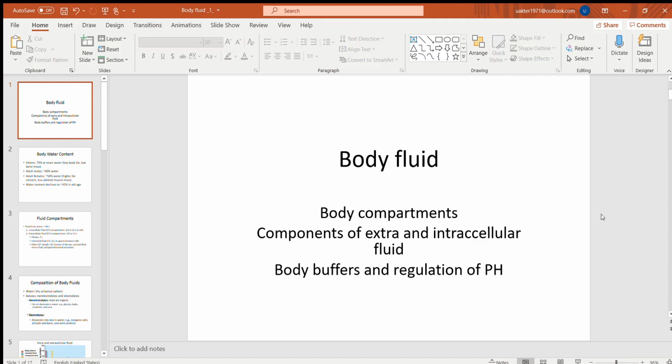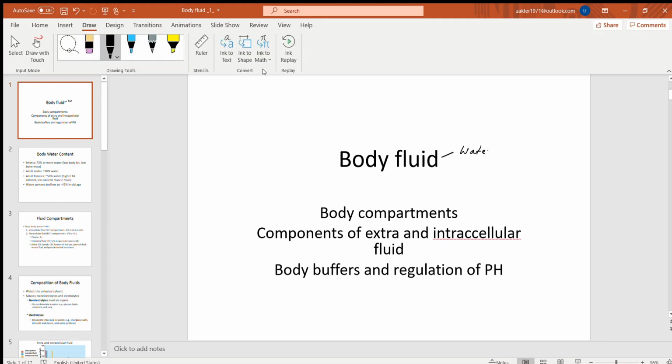Then we'll talk about the composition of the body fluid. Body fluid is composed of water, which is the main component of the body fluid, and many solutes are dissolved in water. So we'll talk about those solutes dissolved in water. Then we'll talk about the concentration of different solutes in extracellular and intracellular fluid. Then we'll talk about the sub compartments of the extracellular fluid. So this extracellular fluid compartment has subcompartments or subdivisions. So we'll talk about those.